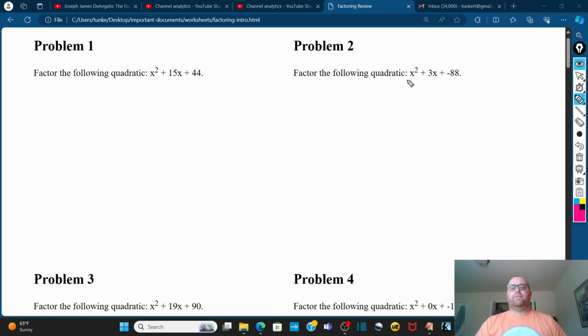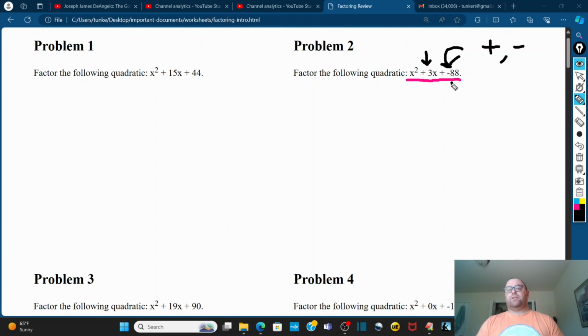For this one we have x squared plus 3x plus a negative 88. This one's interesting because we have a negative sign here, or you might just see a minus 88. We're going to have two different signs, a positive and a negative sign for the factors, because when you multiply these together, you're going to get a negative. And the larger number, the number that's further away from 0, has to be positive because when you add these two together, this positive 3 is what we're aiming for.